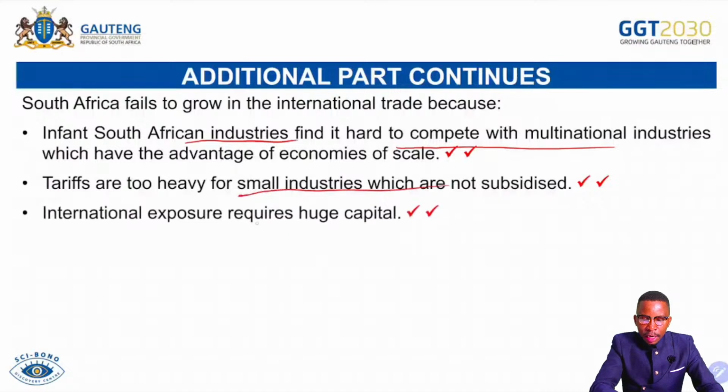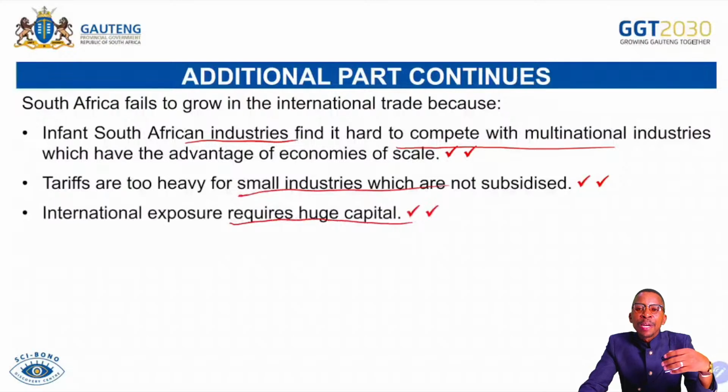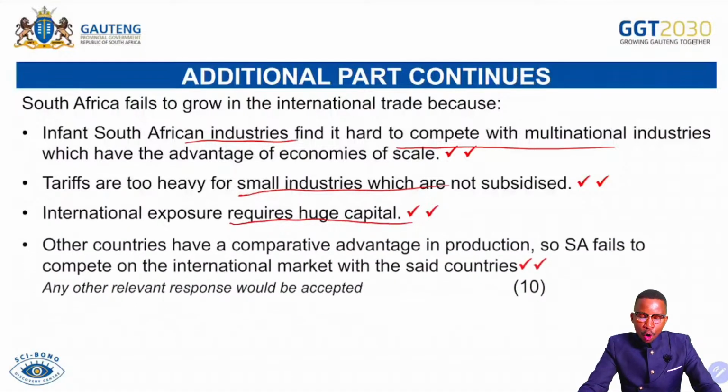International exposure requires huge capital. So for us to be well exposed abroad, there should be a high level of capital so that our goods can be well advertised on foreign platforms. So without that capital, local firms cannot advertise themselves or expose their goods and services or their brands in the global market. So that requires state intervention to support our local business so that they can be highly competitive.